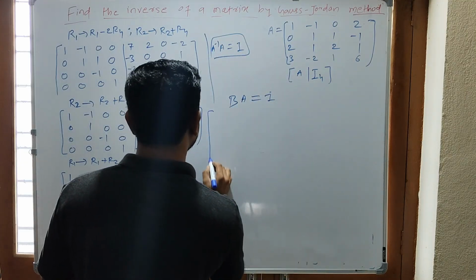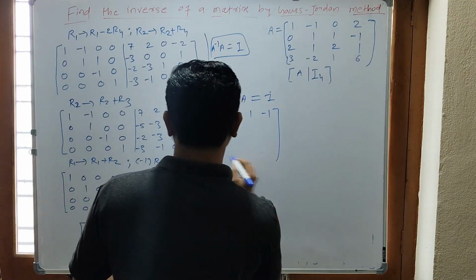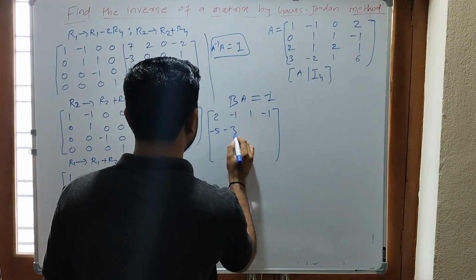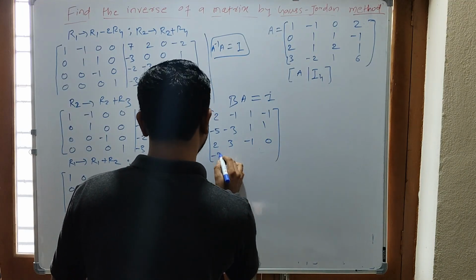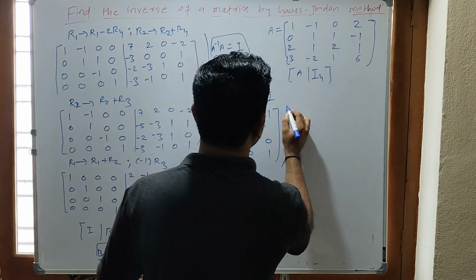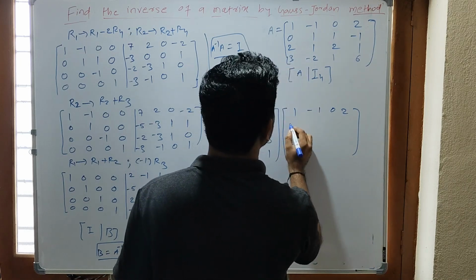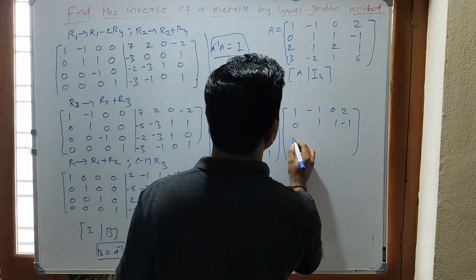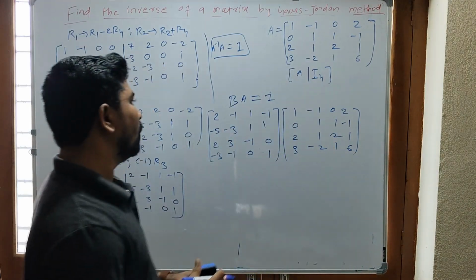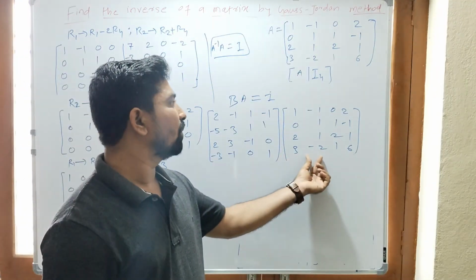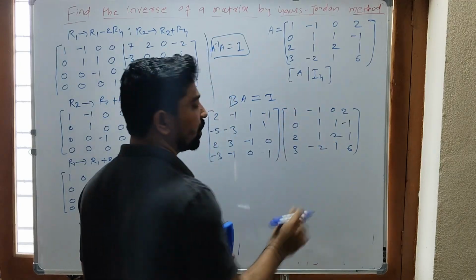So here given B is 2, minus 1, 1, minus 1, and second row minus 5, minus 3, 1, 1, 2, 3, minus 1, 0. This is minus 3, minus 1, 0, 1, and the A matrix is here 1, minus 1, 0, 2. Here 0, 1, 1, minus 1. Here 2, 1, 2, 1, and 3, minus 2, 1, 6. Now if this B matrix is the inverse of my A matrix, then the product BA should be the identity matrix of order 4 cross 4.